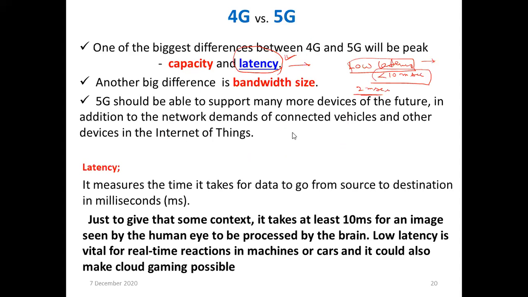And this is about the latency. As I said, without low latency, near real-time applications making use of mobile communication are not possible. One more thing you can see here, it measures the time it takes for the data to go from source to destination in milliseconds. Just to give some context, it takes at least 10 milliseconds for an image seen by the human eye to be processed by the brain. To memorize an image in our brain, we should be able to see the image for a minimum of 10 milliseconds. Otherwise we cannot remember the image.